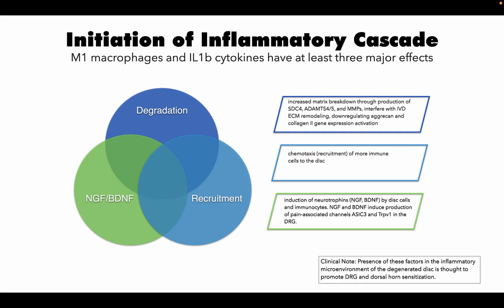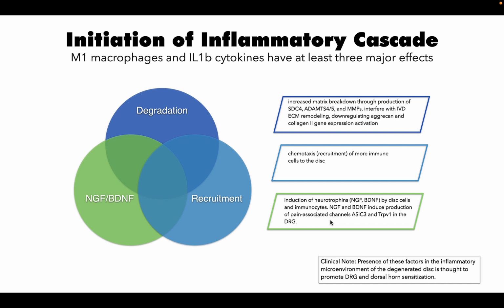So, initiation of the inflammatory cascade: we have M1 macrophages and IL-1 cytokines having three big effects. The first being degradation. We get increased matrix breakdown through the production of the matrix metalloproteinases, which interfere with intervertebral disc extracellular matrix remodeling, downregulating aggrecan and collagen 2 gene expression. We get a recruitment of more immune cells into the disc, and then finally an induction of the neurotrophins, nerve growth factor and BDNF, by disc cells and the immunocytes.